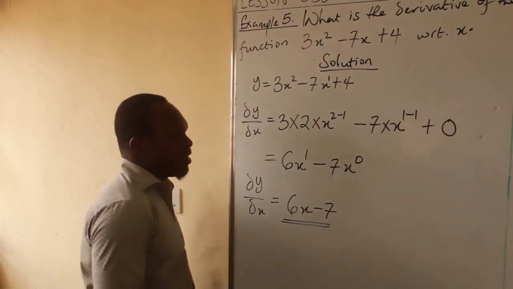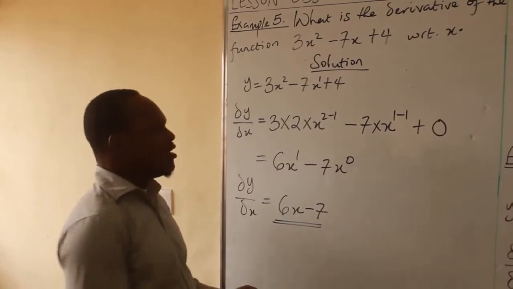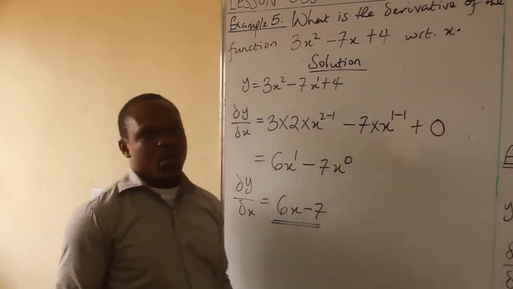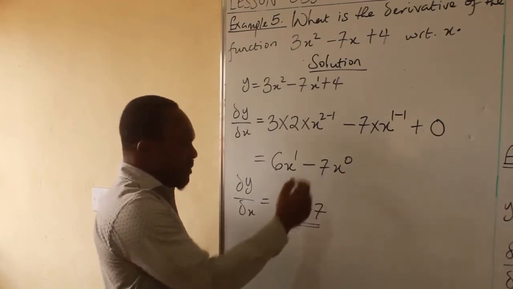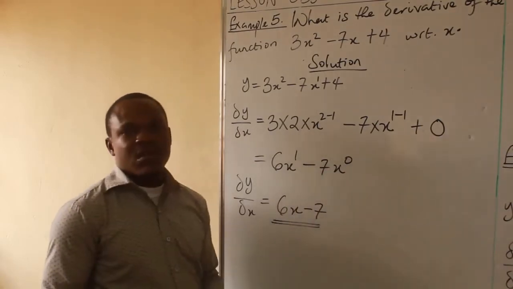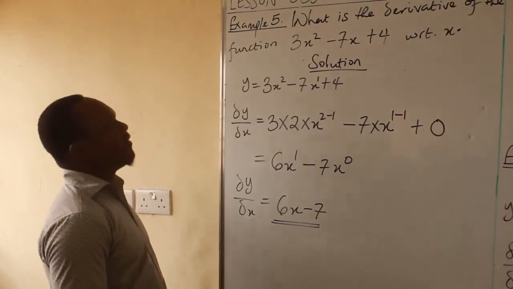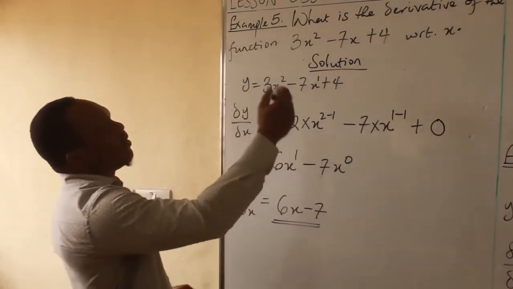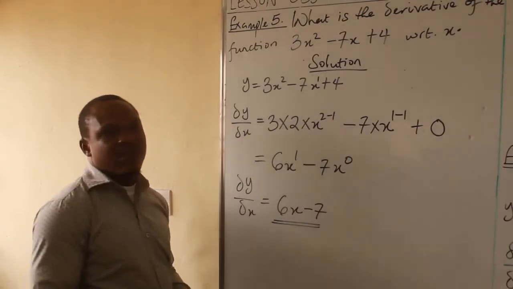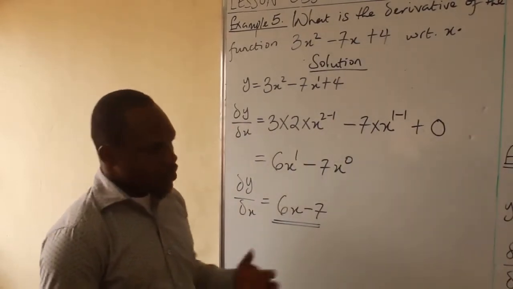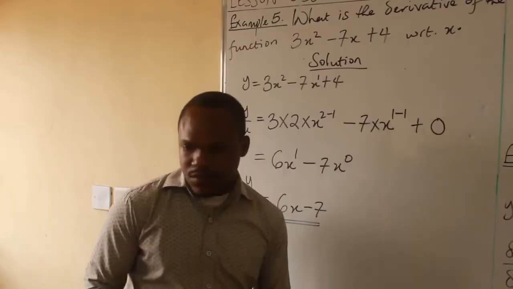Why is it 6x minus 7? Remember, any number raised to the power of 0 is 1. So x raised to the power of 0 is 1. And 1 multiplied by minus 7 gives us minus 7. So the derivative of the function 3x squared minus 7x plus 4 is 6x minus 7. So we'll move on to the next stage.